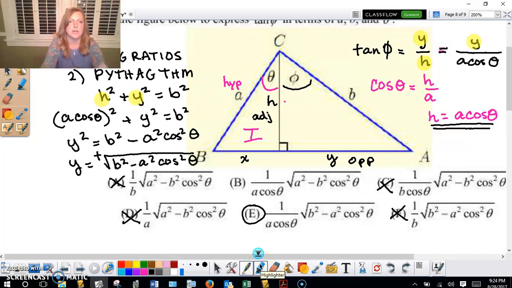And so that will finish out our worksheet for our trigonometry. And come see me if you have any questions or you want to go over anything in more detail.